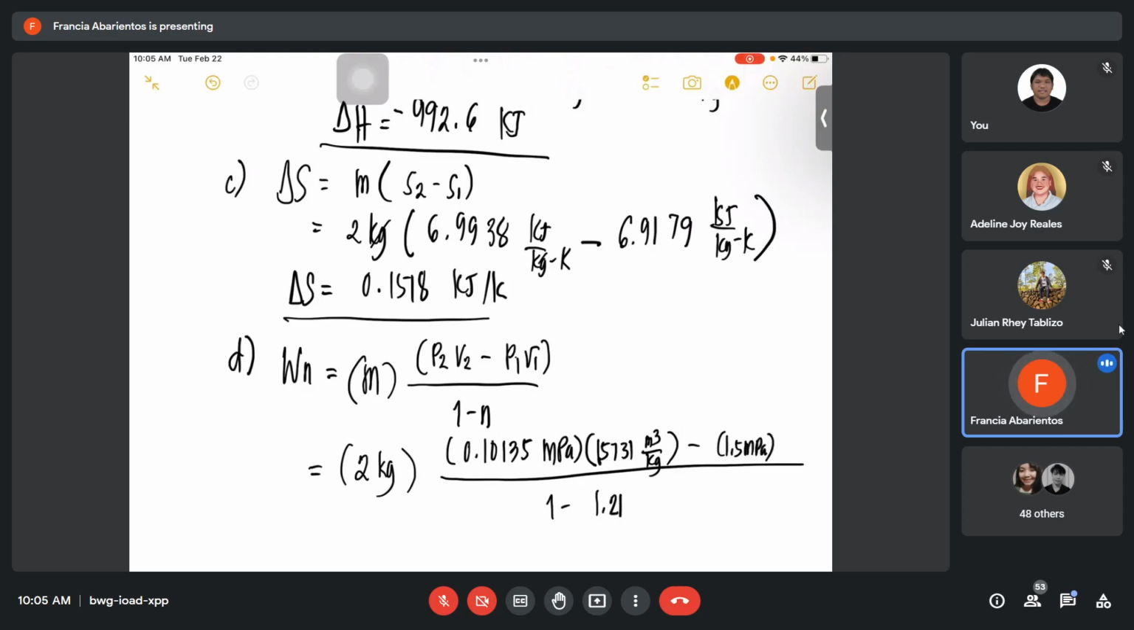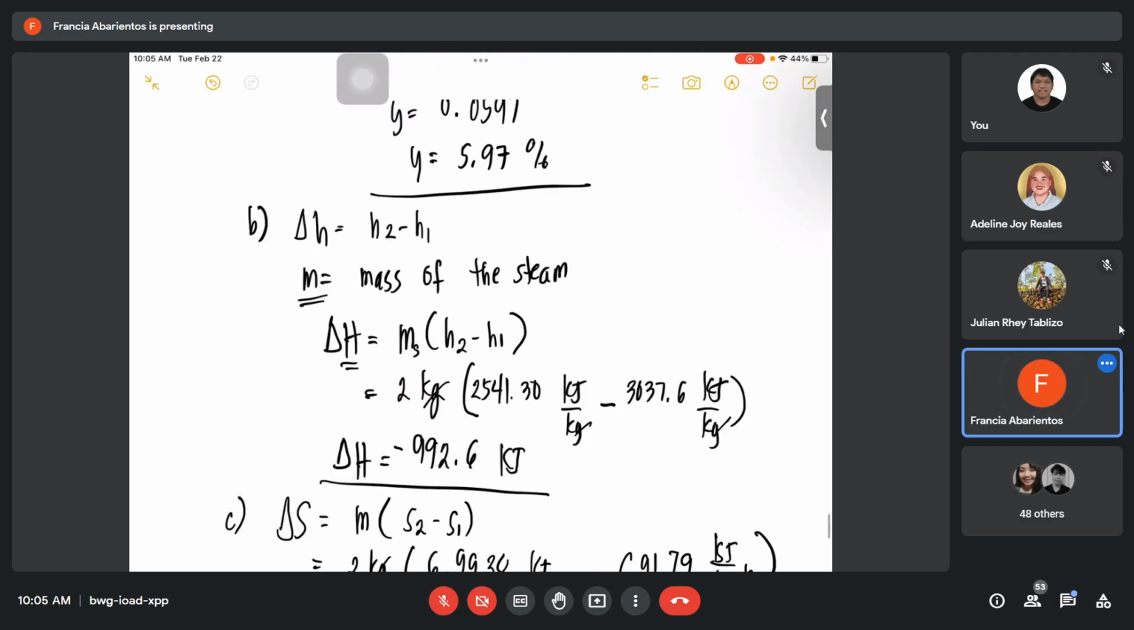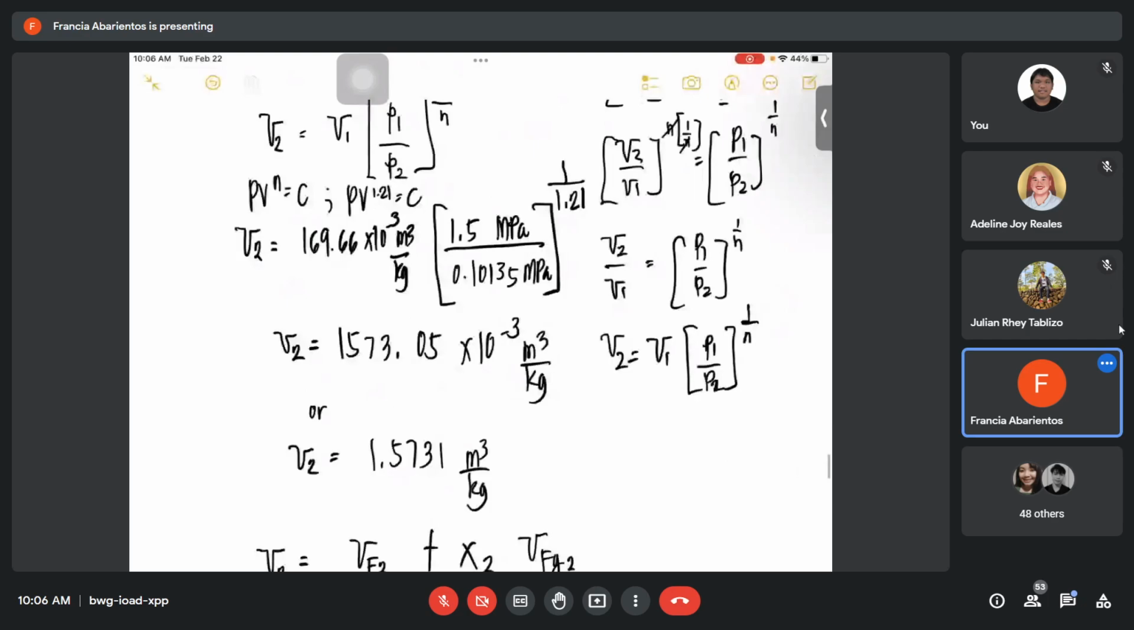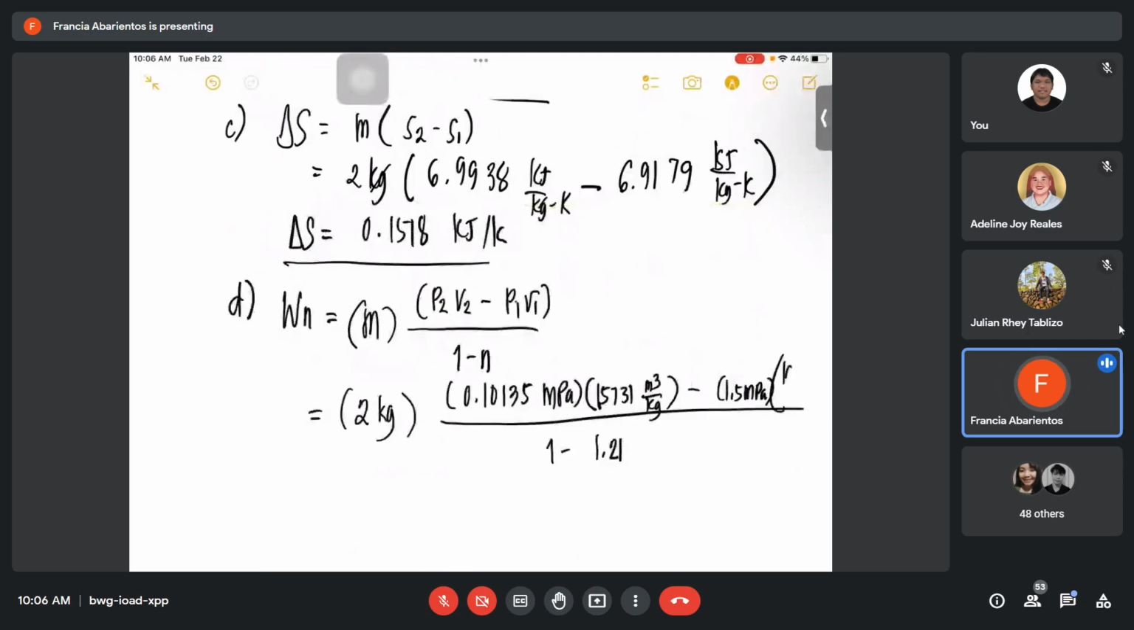Ano yung given sa atin? Specific volume at 1, 169.66 times 10 to the negative 3 cubic meter per kilogram. Ito class, times 10 to the negative 3. Okay? Sige nga, pakisolve nga class. Ito na ang flow work. Okay. 0.10135, 1.5, okay, minus.